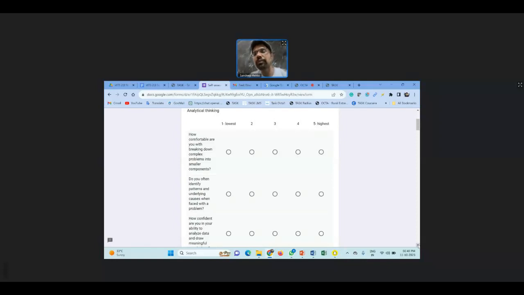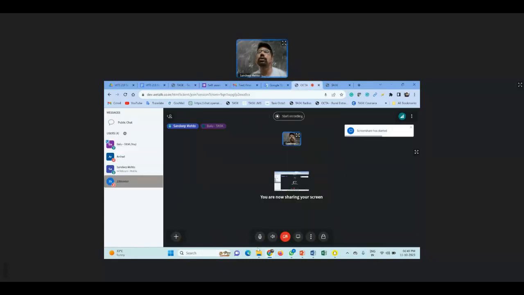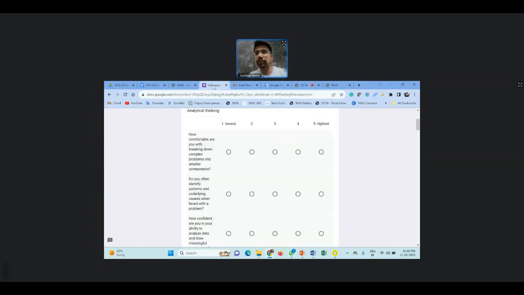Do you identify different patterns or not? The third is how confident you are in your ability to analyze and draw meaningful inferences from data and other things. The 1 is the lowest point and the 5 is the highest point. We have shared this link in the group also, Balu. Yes. Oh, lovely. So you can start filling that up also. That will be wonderful. Yeah, so we can move to the other points, Balu.